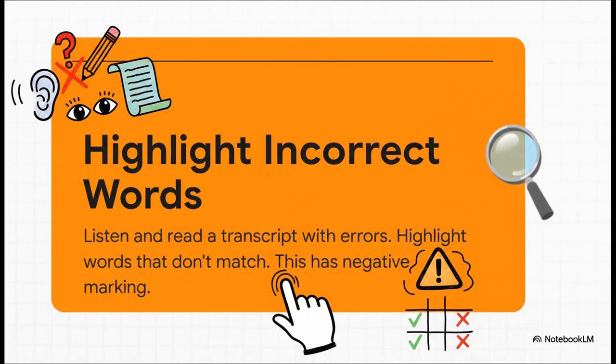First up, highlight incorrect words. You listen to a recording while you read a transcript that has some deliberate mistakes in it. Your task is to click on the words that are different from what the speaker is actually saying. And you guessed it, be careful. Just like that multiple choice question, this task also has negative marking. The golden rule here is simple. If you're not sure, do not click.